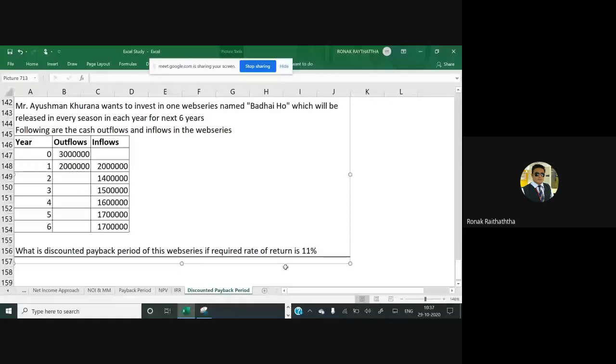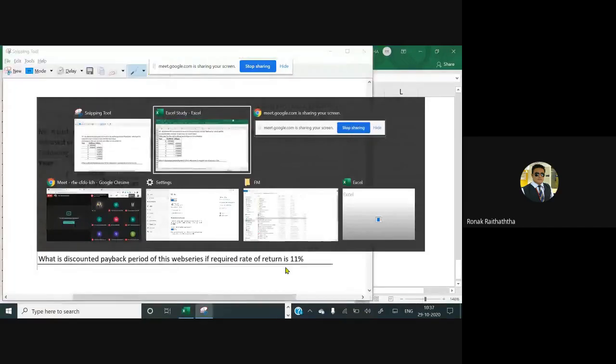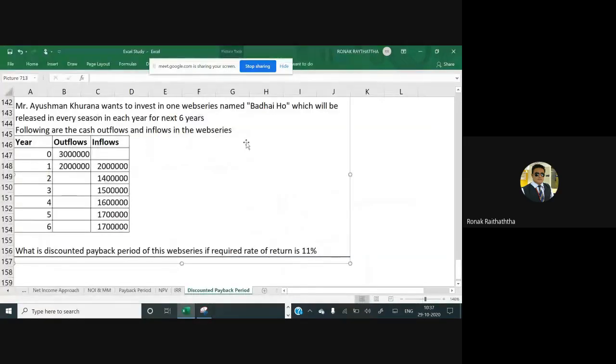Can someone just give me a confirmation that my screen is visible to you, guys? Hello. Yes, sir. Good to see that. Thank you very much. Let's start reading the question and then we'll see what is the difference between payback period and the discounted payback period.